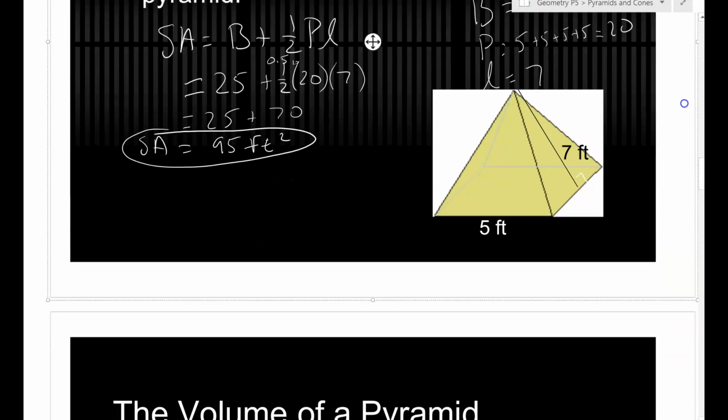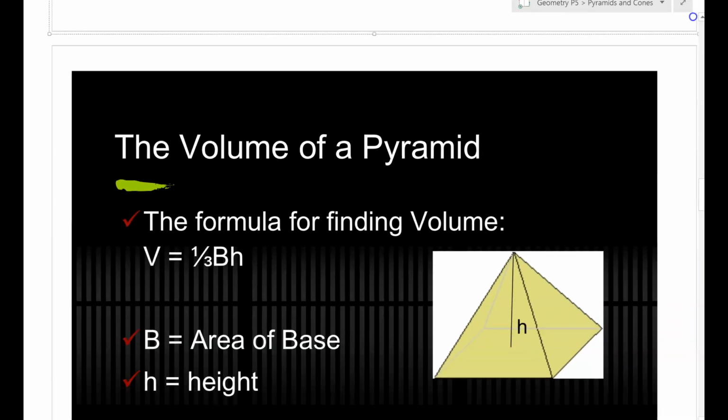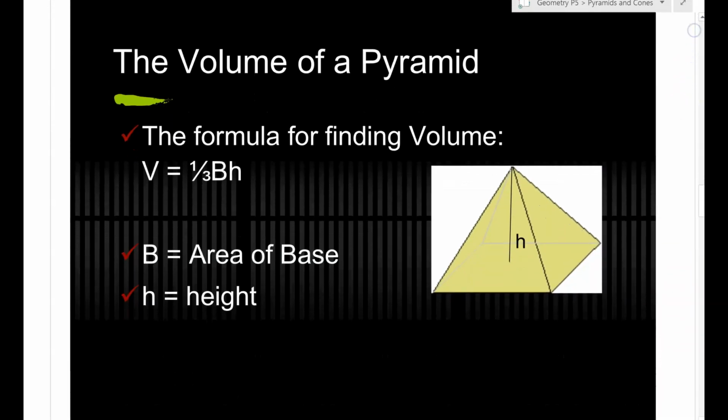All right. So the next thing we're going to talk about is the volume. Notice this formula here, 1/3 base times height. This is almost exactly the same as the prism formula. The prism formula was just base times height. So the same letters, same things, except it's 1/3. So a pyramid is 1/3 that of a prism of the same height.